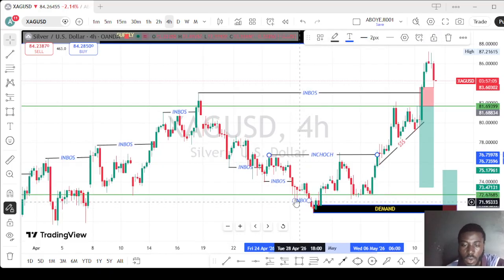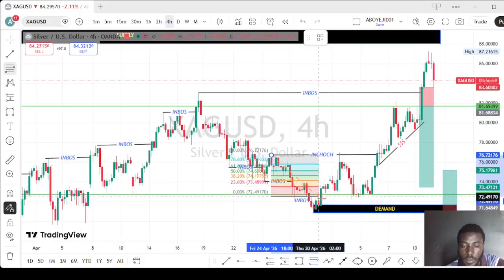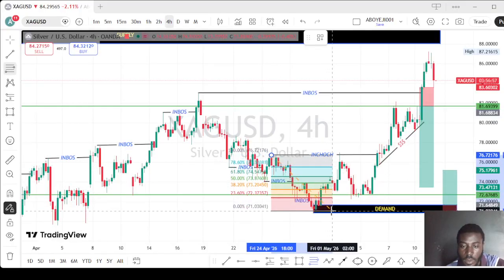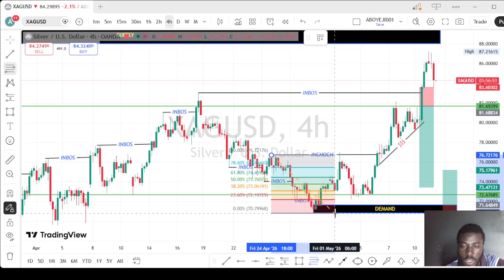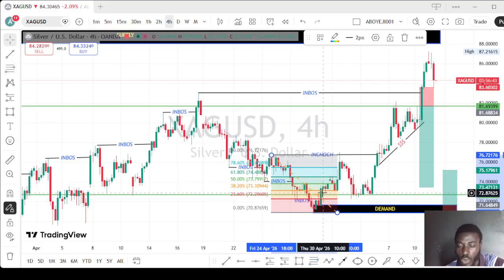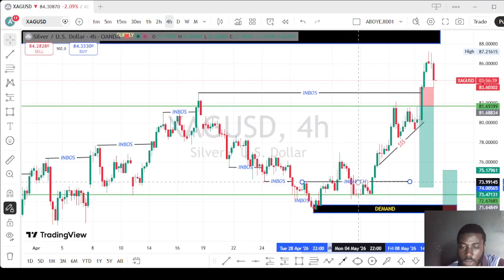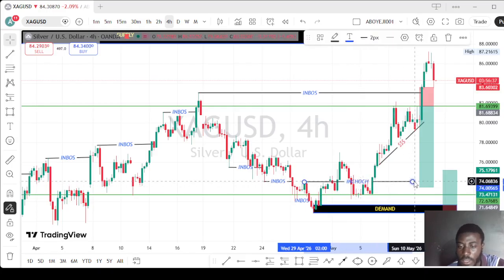This is break of structure, this is break of structure, but this one does not retrace 50%. It retraces 50% too. You can see it retraced 50%. You can see it's inside that 50% zone. It retraces 50%, so that change of character is still valid.